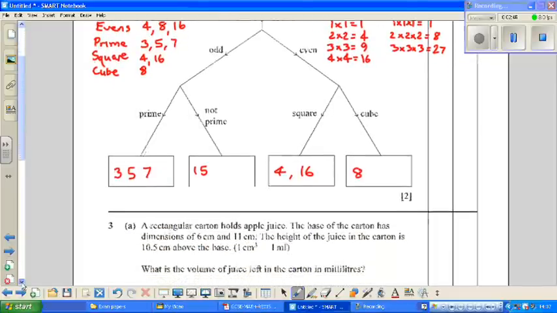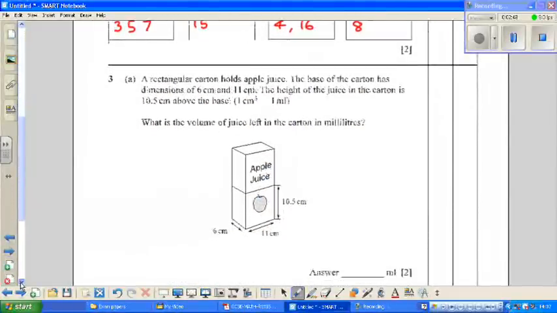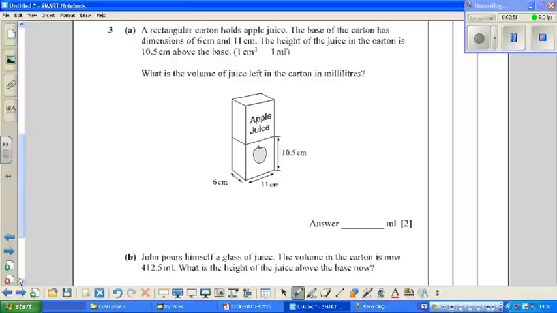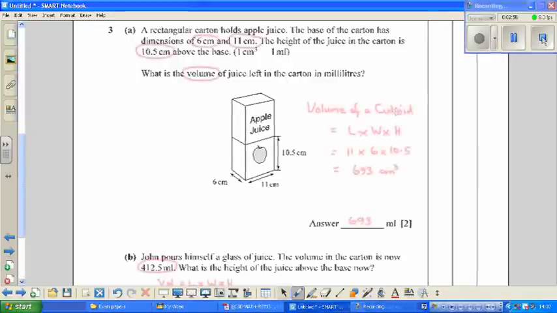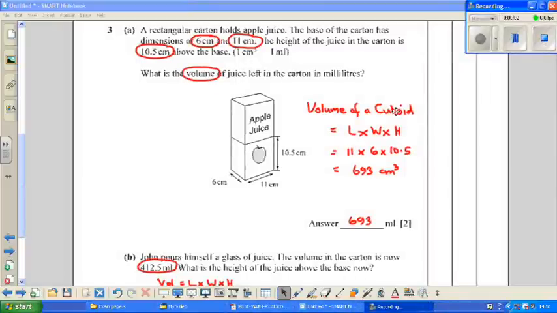Okay, I'll just put up question 3 for you. So question 3 looks like that. If you want to have a go at that, just stop the video and we'll go through the solution. For question 3, the key bits of information are the size of the carton, the width and the length are 6 and 11, and the height of the juice in the carton is 10.5. It's all been put on the diagram for us there, and they want us to find the volume of juice left in the carton in milliliters.